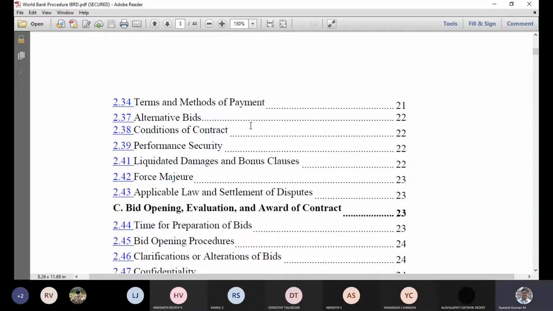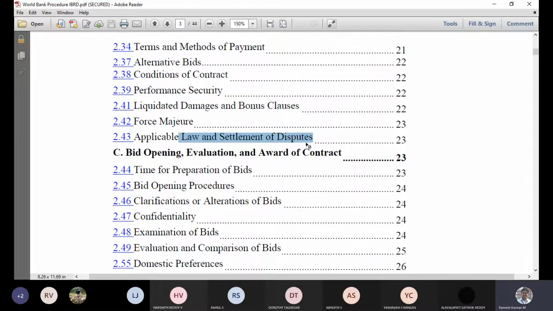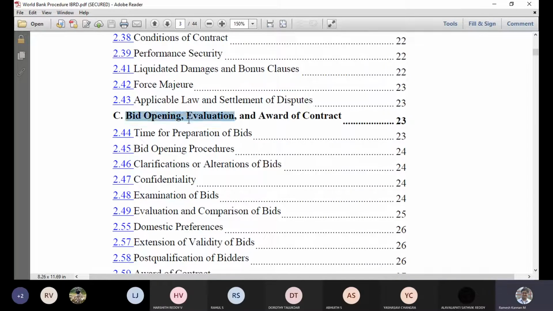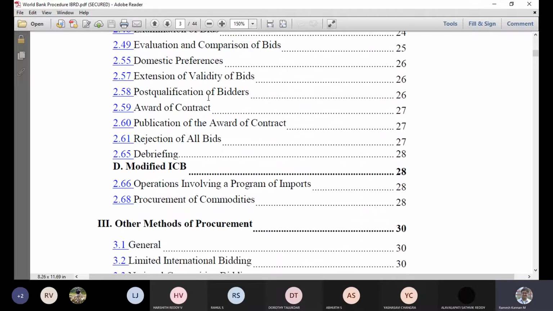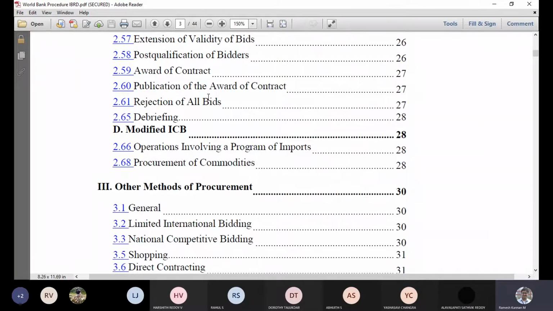And we talk about the applicable law and settlement of disputes. Generally, conciliation will be the first. They mutually discuss and settle the matter. If it goes beyond, then they go for arbitration, and arbitration happens in a mutually agreed place. Then part number C is also pretty much important, like bid opening, evaluation, award of contract. In fact, we talked about all those things in pretty good detail.